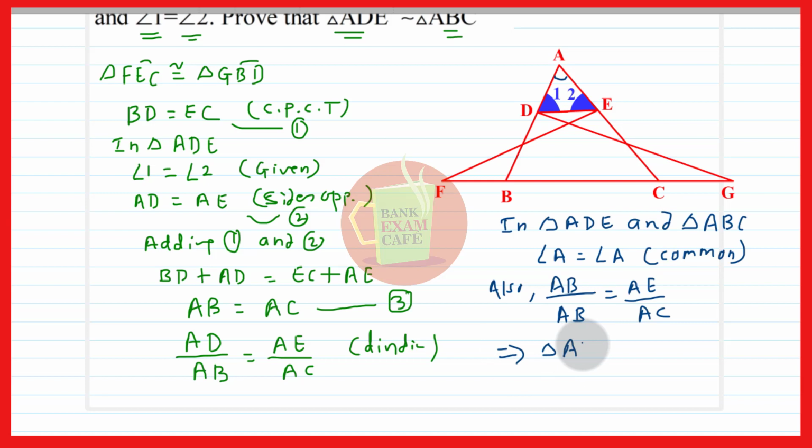Therefore triangle ADE is similar to triangle ABC. Reason: SAS similarity. So by SAS similarity we can show that these two triangles are similar, and that is what we had to prove, so it is hence proved.